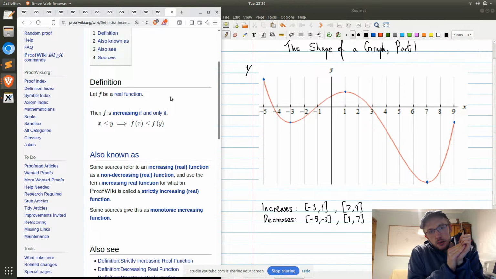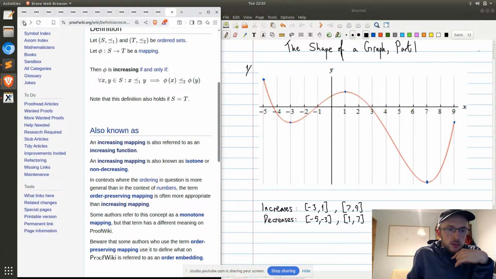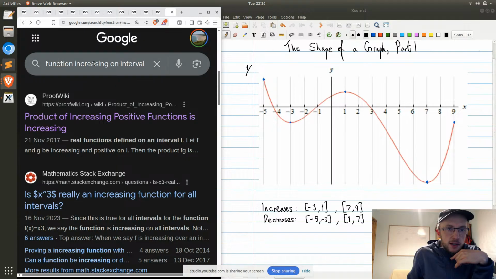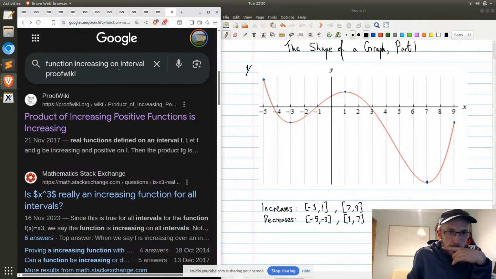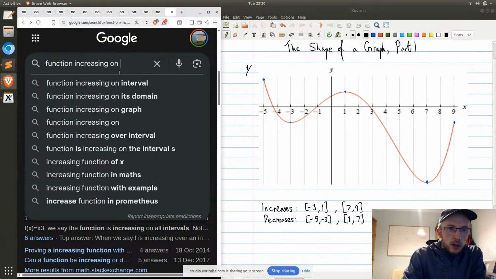Yep, I do not understand why these intervals are open. Okay, so what I'm going to see is I'm going to see other people solving this problem and see if they have the same sort of thing going on.